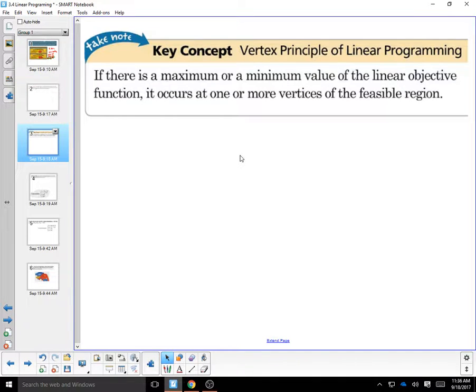Here's what you do need to know. And this is kind of funky, but I'll explain to you a little bit. The objective today: if there is a minimum or maximum to a system, or a linear objective function, it occurs at one or more of the vertices in the feasible region. But, did somebody understand that? Want to say that a better way?